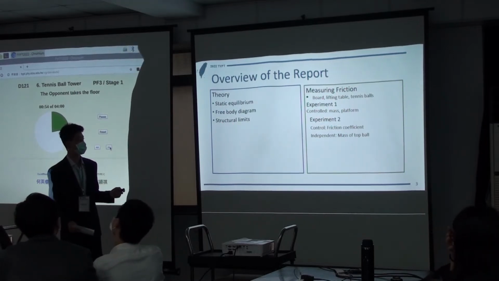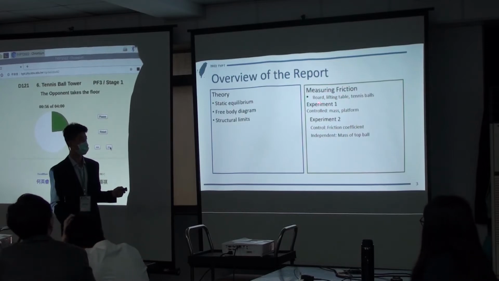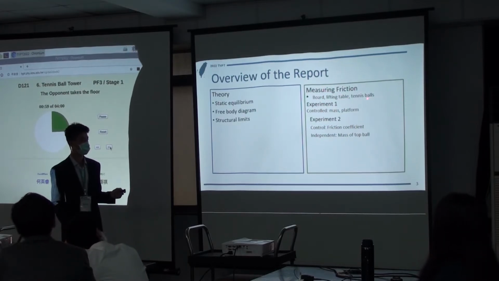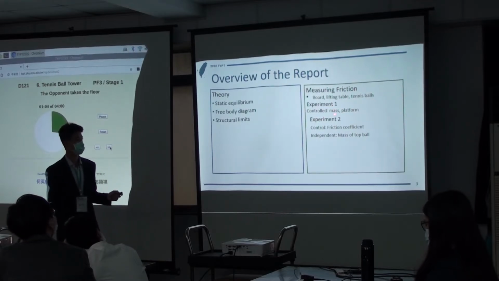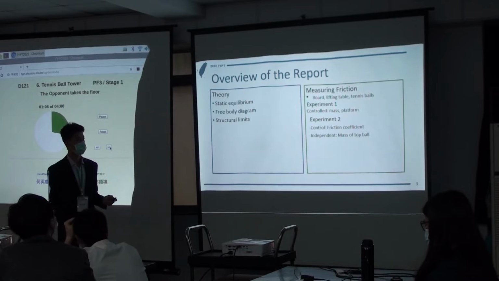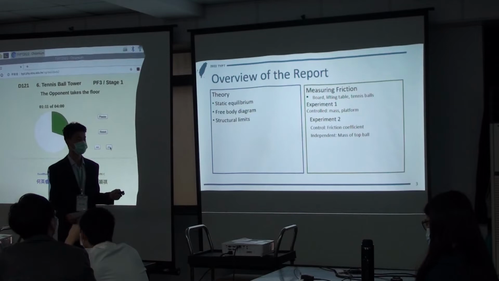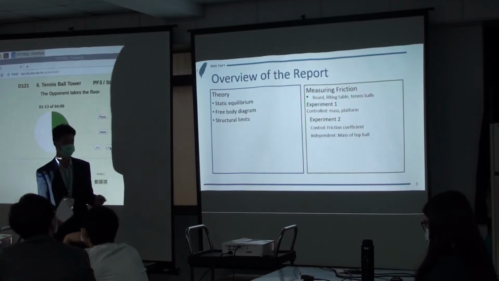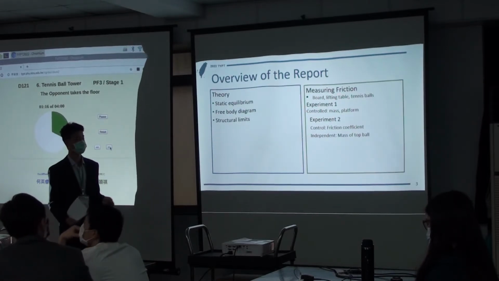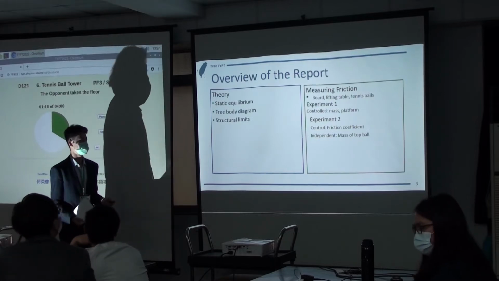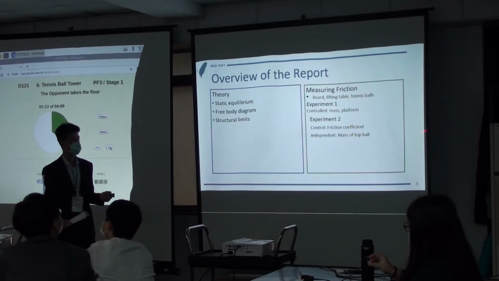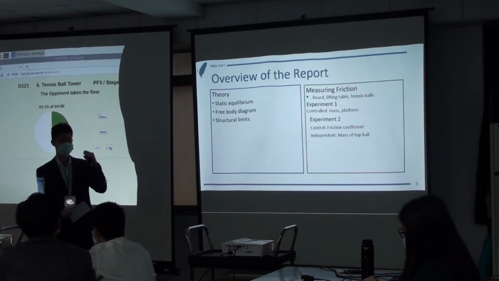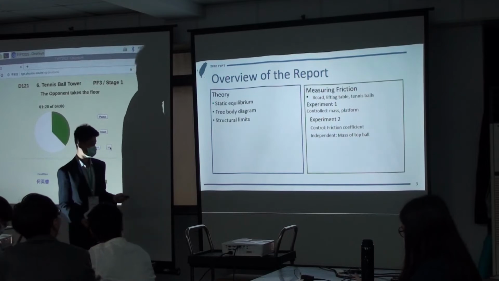For their experiment, they changed the roughness of the board. They also used the lifting table, and they used tennis balls throughout all of their experiments. In experiment 1, they controlled the mass in a platform, and they explored how changing the structure of a tower changes stability, varying the number of balls in each layer. And for experiment 2, they varied the mass of the top ball, and then they measured how many layers they can stack without it falling apart.